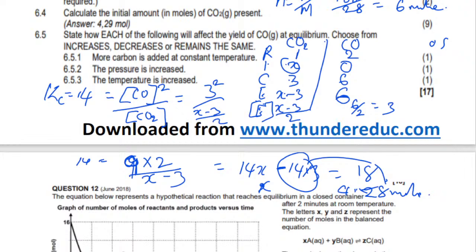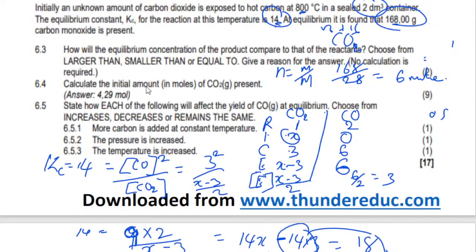It's saying 3 not x. Sir, where does x come from? Okay, Rumelo is asking me where does x come from. Let me show you. I said x here because they say that we don't know the initial amount. Check, they say calculate the initial amount of carbon dioxide. It can't be 3. So I said x. I just gave it as unknown.